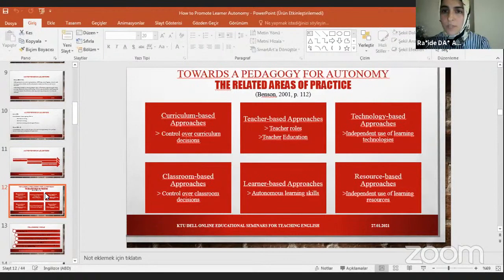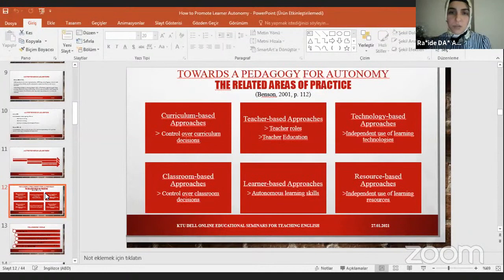Now we have billions of ways to use technology in the class. So you should first help your learners to use learning technologies independently as well. So you can do this by making technology a part of your teaching context, and you should encourage your learners to use it.